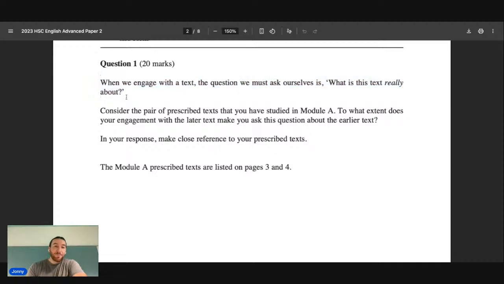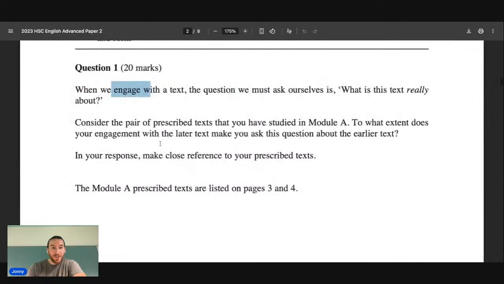In this case, the mistake would be to overemphasize the word engage. Okay, so when we engage with a text, the question we must ask ourselves is, what is this text really about? The question here even emphasizes this word really. What is it really about? So to me, the crux of the question is about the meaning of the text. And it's important to say it back to yourself in slightly different terms with synonyms. That's not to say use synonyms all the time in your essay, but say it back to yourself so that you're defining it to yourself.